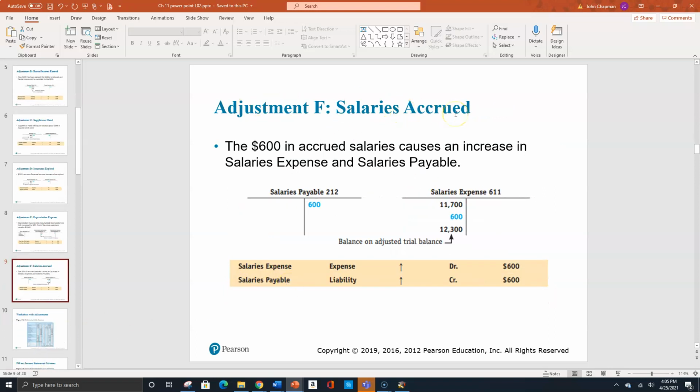Adjustment E, salaries accrued. So the $600 in accrued salaries caused an increase in salaries expense and salaries payable. So we're debiting salaries expense $600, increasing the expense, and crediting the payable, increasing the liability we have on the books. These salaries are due, but we only cut our checks every 2 weeks, so we have this liability left on our account until it will be paid in the next month.